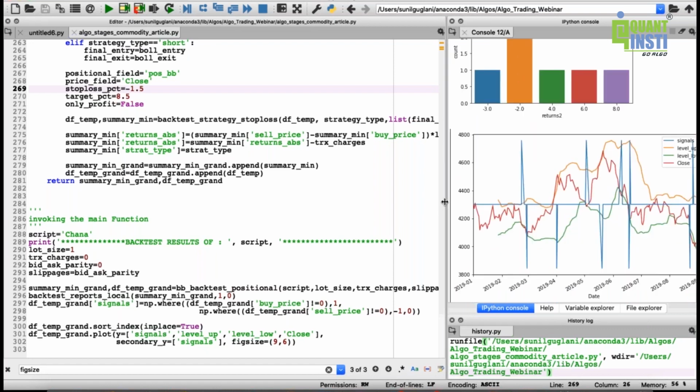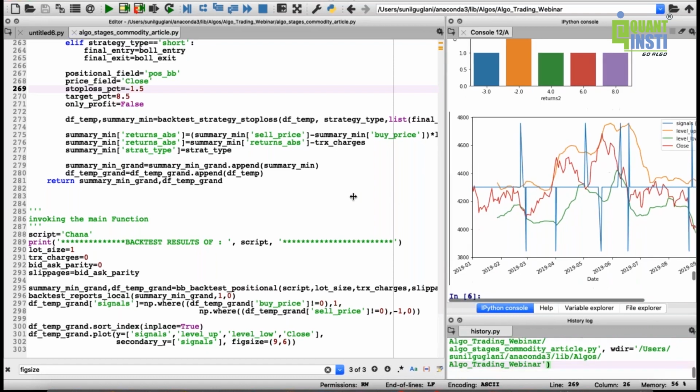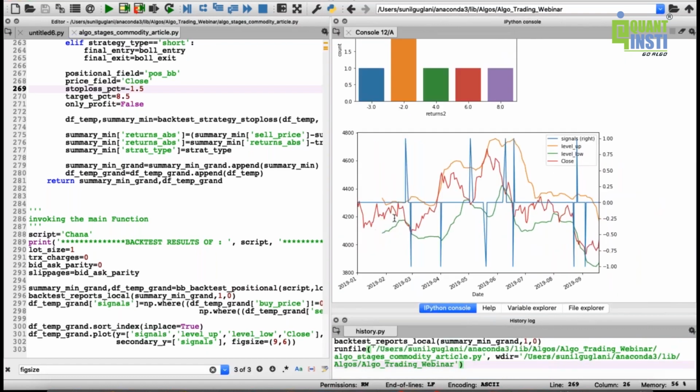And here it is showing how it looks like. The red line is the close price, the green line is the lower level, and the orange line is the upper level. And these blue vertical lines are nothing but the signals. So we can see which trade was taken.